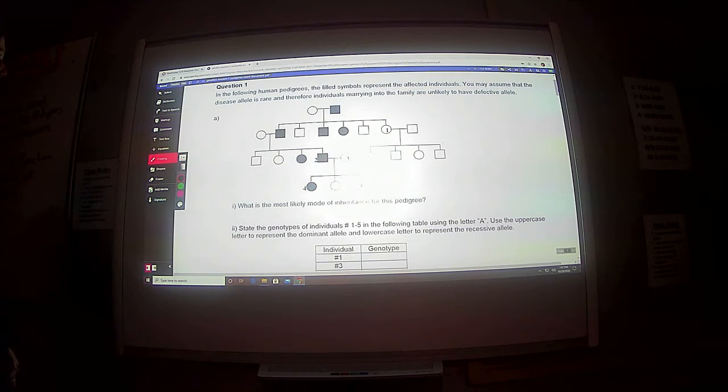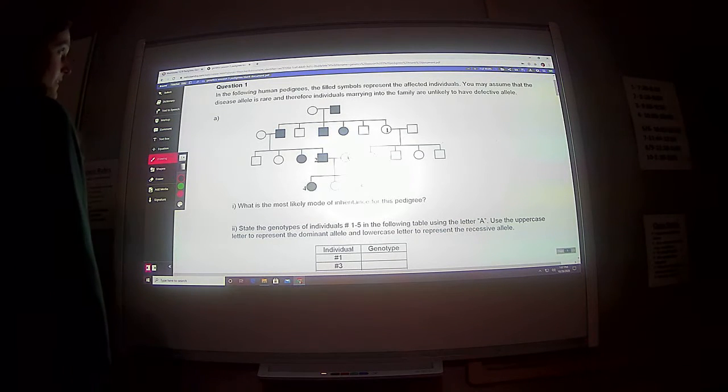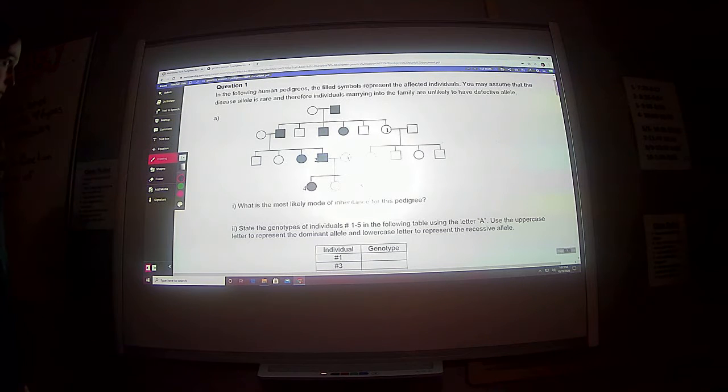In the following human pedigrees, the filled symbols represent affected individuals. You may assume that the disease allele is rare, and therefore individuals marrying into the family are unlikely to have a defective allele. So it's a rare allele. Let's take a look at that pedigree.